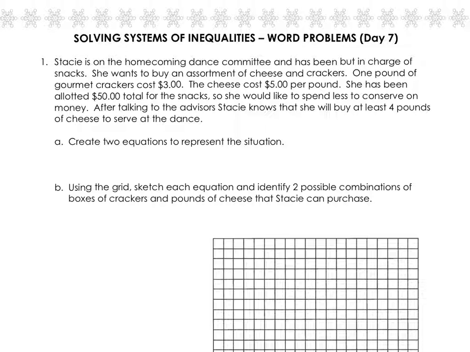Remember that we always know we have more than one inequality or equation when we see more than one total. If I read this question here, it says that Stacy is on the homecoming dance committee and has been put in charge of snacks. She wants to buy an assortment of cheese and crackers. 1 pound of gourmet crackers costs $3, so that's $3 per pound, and the cheese costs $5 per pound. She has been allowed $50 total for the snacks, so she would like to spend less to conserve on money. After talking to the advisor, Stacy knows that she will buy at least 4 pounds of cheese to serve at the dance. So we need to create our two inequalities here to represent that situation.